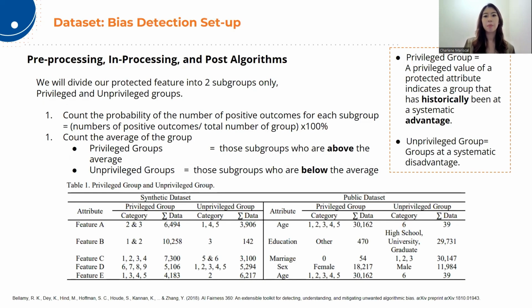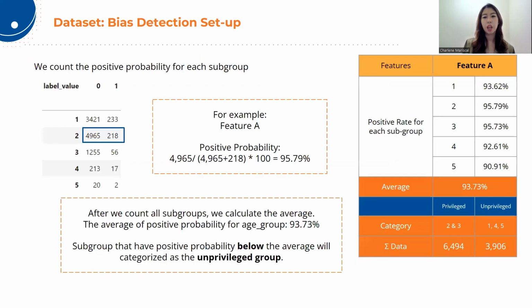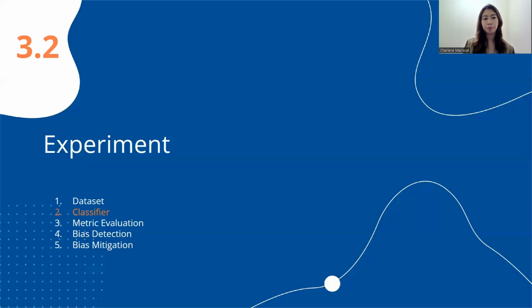Because our data contain more than 2 categories for each subgroup, we have to transform it into 2 groups, the privileged and unprivileged group. We perform calculation based on the amount of data in each category within the demographic features and the actual classification of the target features to get the positive probability. Those categories who are above the average of the positive probability will be classified as the privileged groups and vice versa.